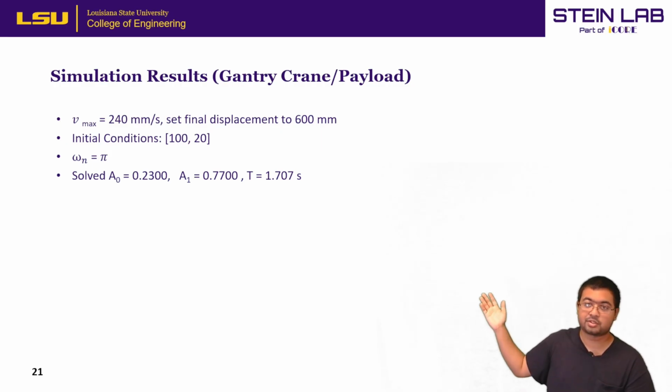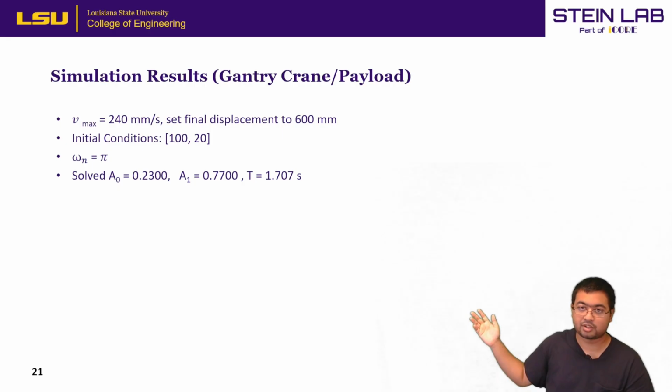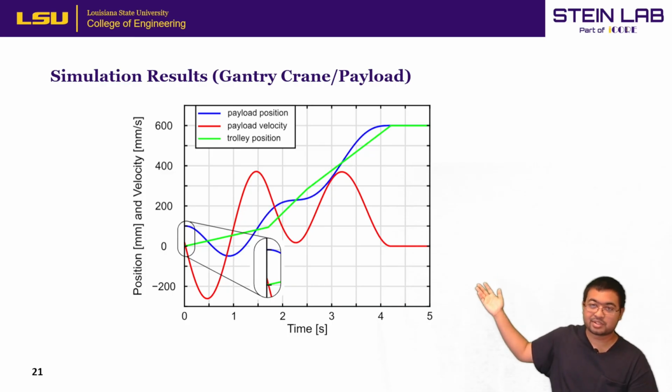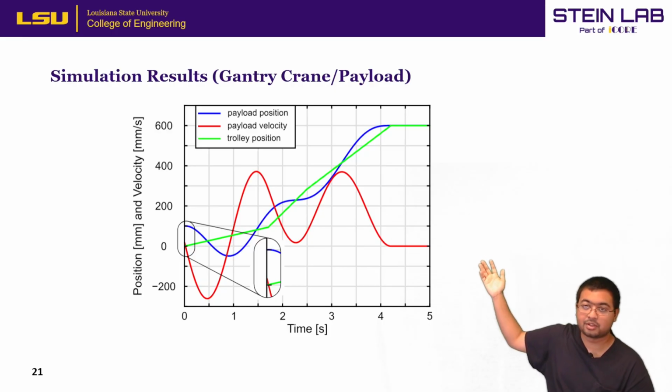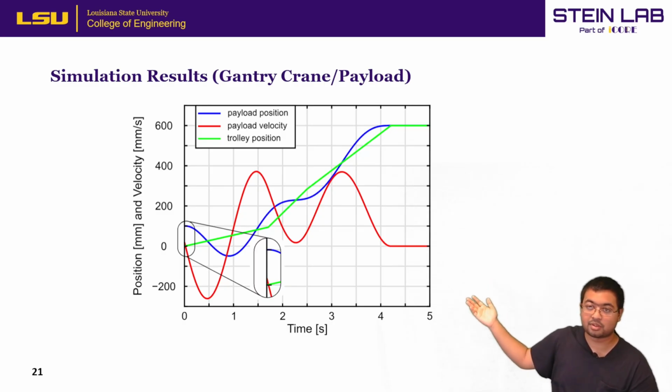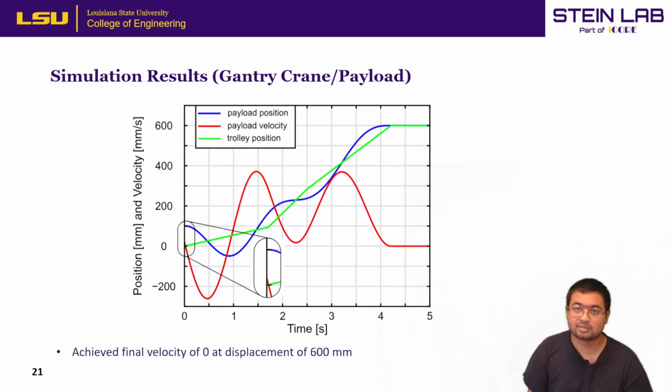For this specific simulation result, we applied the Weierstrass substitution that we showed earlier. This is an illustration of our simulation results for our gantry crane. As you can see, we reach a final payload position of 600 millimeters, and our payload velocity is near 0 at the end of the maneuver.